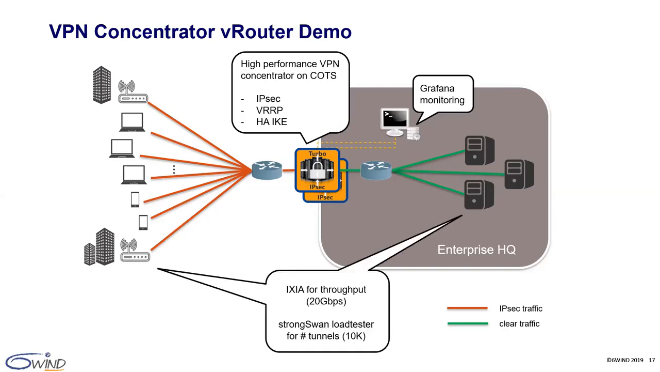We run each vRouter instance on 5 cores, 10 threads of a dual socket platform equipped with Intel Xeon Platinum 8170 CPUs running at 2.10 GHz. Each instance is allocated 8 GB of RAM. We use an Ixia XM2 traffic generator to inject traffic at high rate, and we emulate up to 10K remote IPSec connections thanks to StrongSwan's load tester tool running on a separate platform.